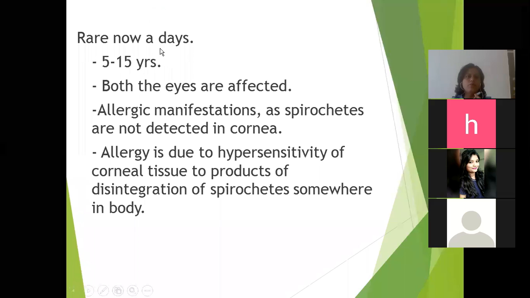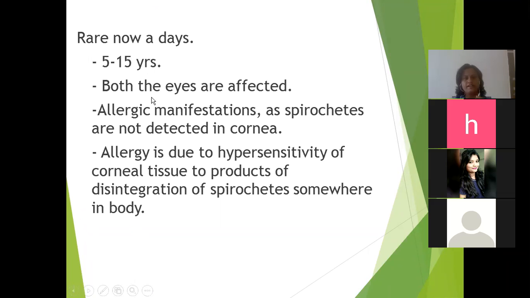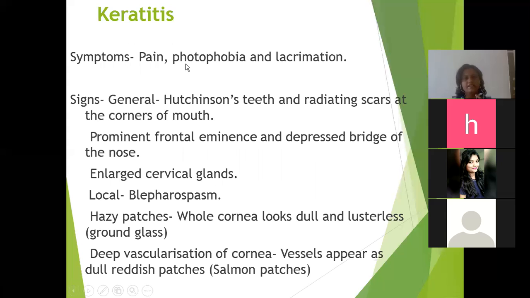It is rare nowadays and seen in children of 5 to 15 years. Both eyes are affected. There is an allergic manifestation and spirochetes are not detected in the cornea. Allergy is due to hypersensitivity of corneal tissue to products of disintegration of spirochetes somewhere in the body. The symptoms are that the patient comes with pain, photophobia and lacrimation. And the signs we see in a patient are general signs: Hutchinson's teeth and radiating scar at the corner of the mouth.